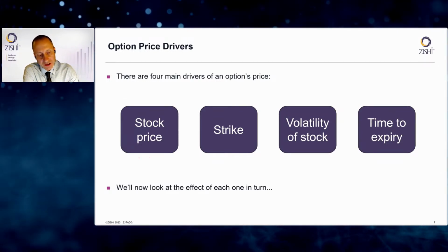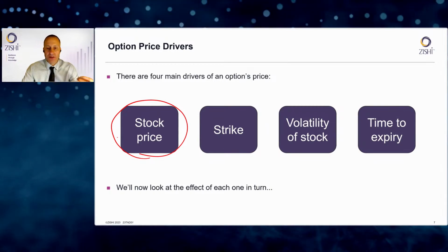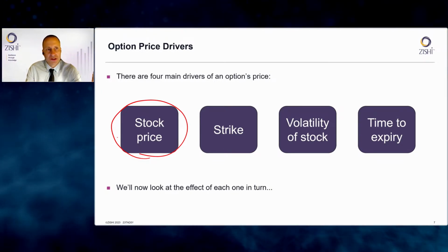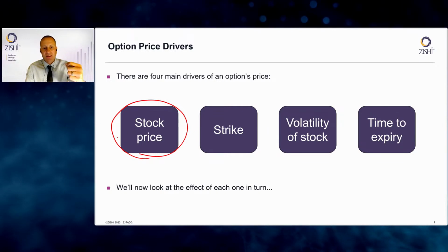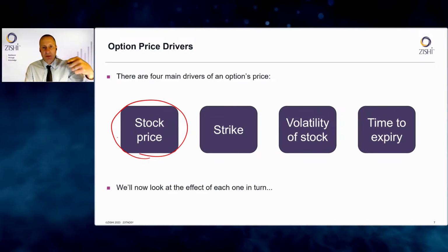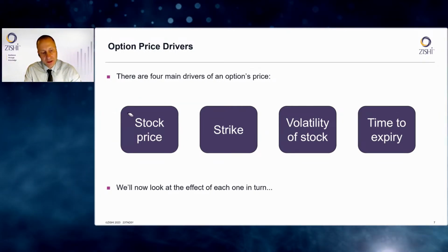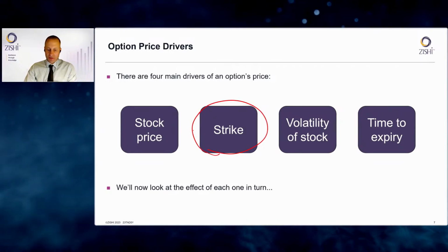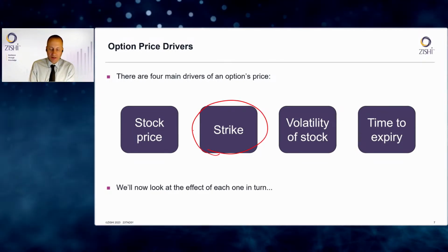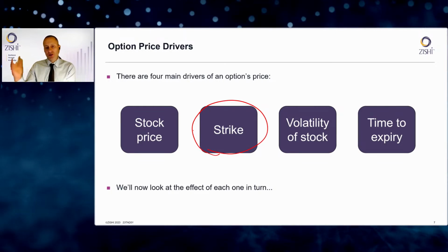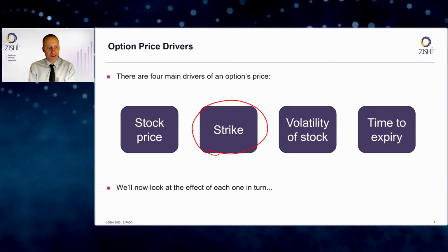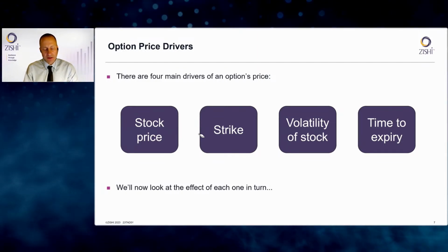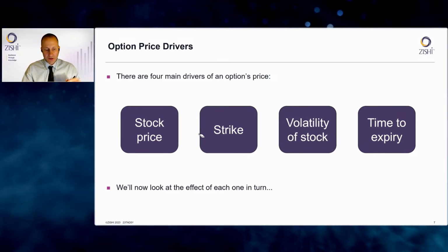So there's movements in the stock itself, which I think is a relatively obvious one. If I own a call option, I want the stock to go up. If I own a put option, I want the stock to go down. It makes sense that the value of my option is dependent upon the level of the stock. It also makes sense that it's dependent upon the strike. If I own a 90 call, that's more valuable than owning a 100 call because it gives me the right to buy the stock at a lower level. So intuitively, I think we can understand that the stock price and the strike price are important.